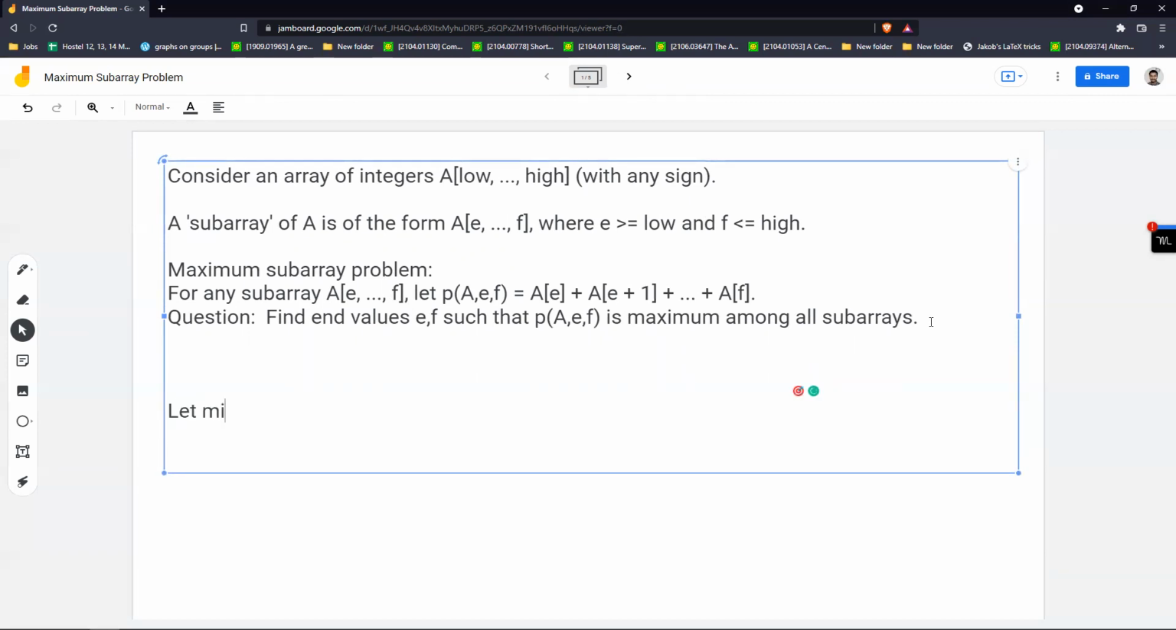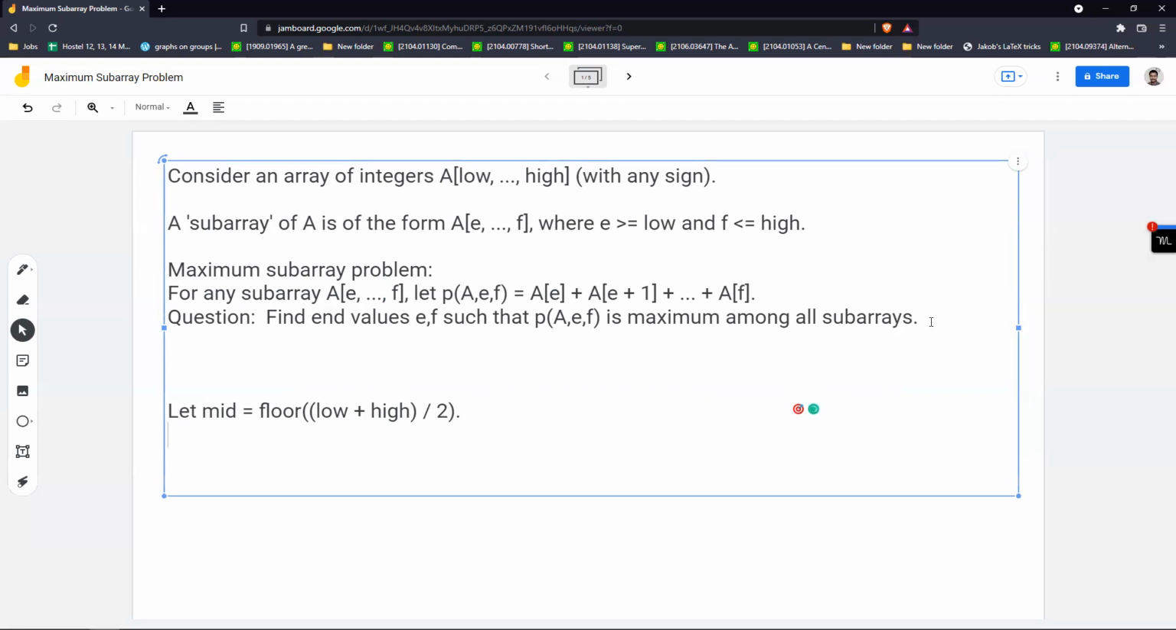Let middle be equal to the midpoint of low and high, so it is basically low plus high divided by 2, but now you want it to be an integer, so we fix it to be floor. This is the floor.